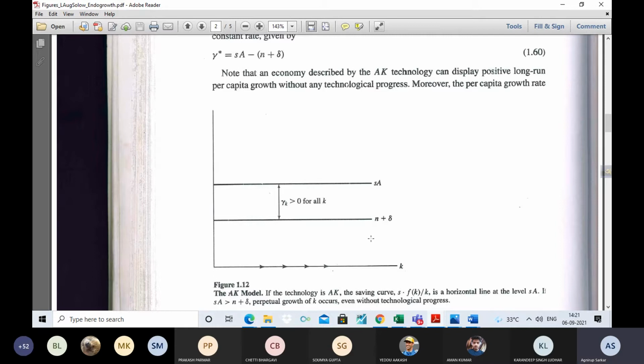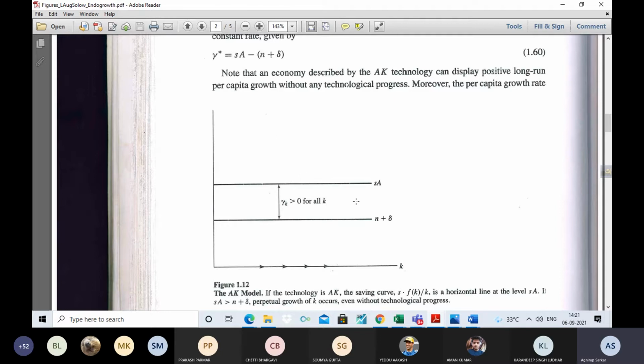So these two schedules are parallel, hence the growth rate of capital is constant and it is independent of k. Therefore, small k always grows at the steady state. This is the main finding, that the growth rate of capital here is positive, whereas in the basic Solow-Swan model, we found that the growth rate of capital was 0, right?